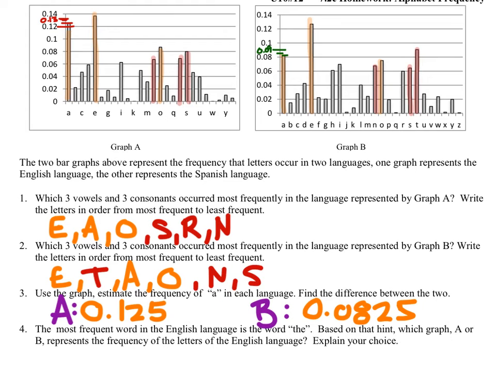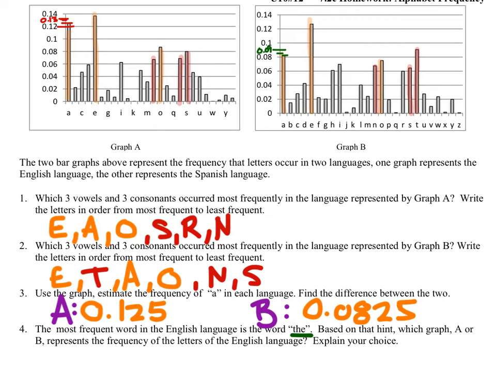The most frequent word in the English language is the word "the." Based on that hint, which graph, A or B, represents the frequency of the letters of the English language? Now, I know at least one of you speaks a different language. Alright, that's very good. They did give us a hint right down here at the bottom: "the" is the most common English word. So that means that T, H, and E should be high.